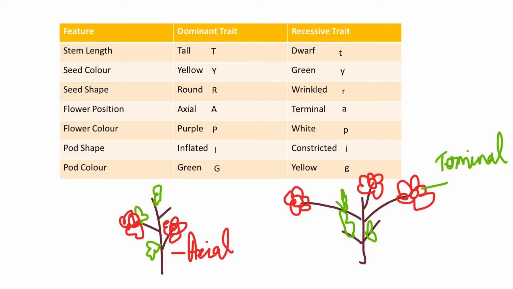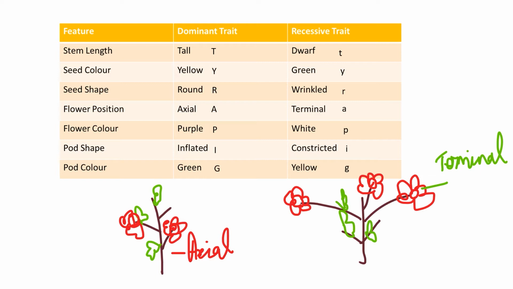When Gregor Mendel grew garden pea plant, they exhibited 7 contrasting traits. First one, stem length. One was tall, the other was dwarf. Seed color, yellow, green. Seed shape, round, wrinkled. Flower position, axial, terminal. Axial means they come from the side of the stem. Terminal, if you see the picture, it's on the tip of the plant.